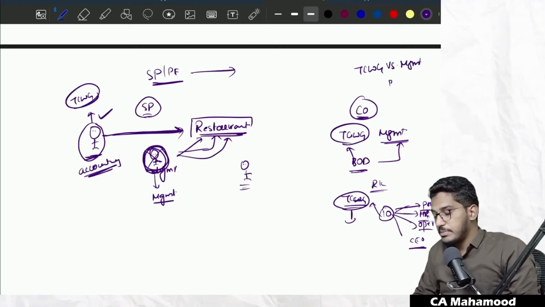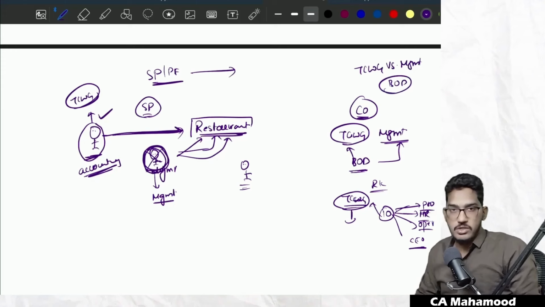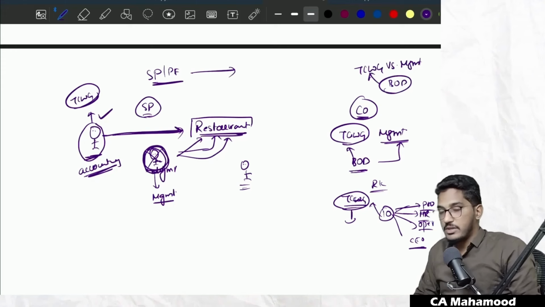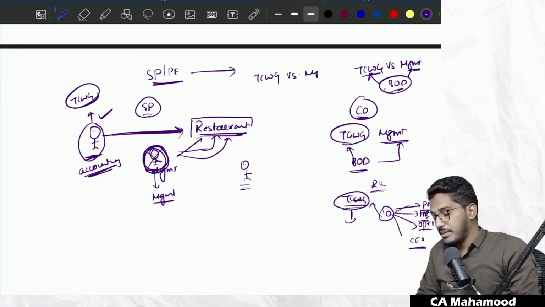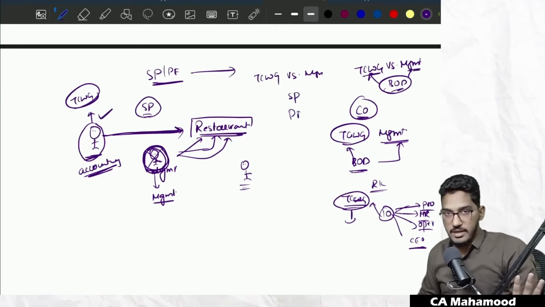Why? Because in companies, both roles will be played by the board of directors only. The board of directors will play the role of those charged with governance, and they will also play the role of management. So in the case of companies, it is very difficult to differentiate. But we can easily identify the differentiation between those charged with governance and the management in small organizations like sole proprietorships, partnership firms, etc.